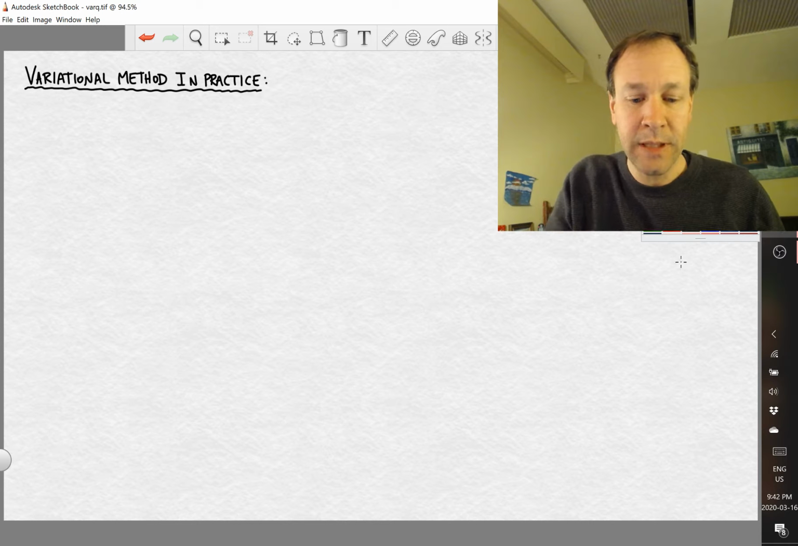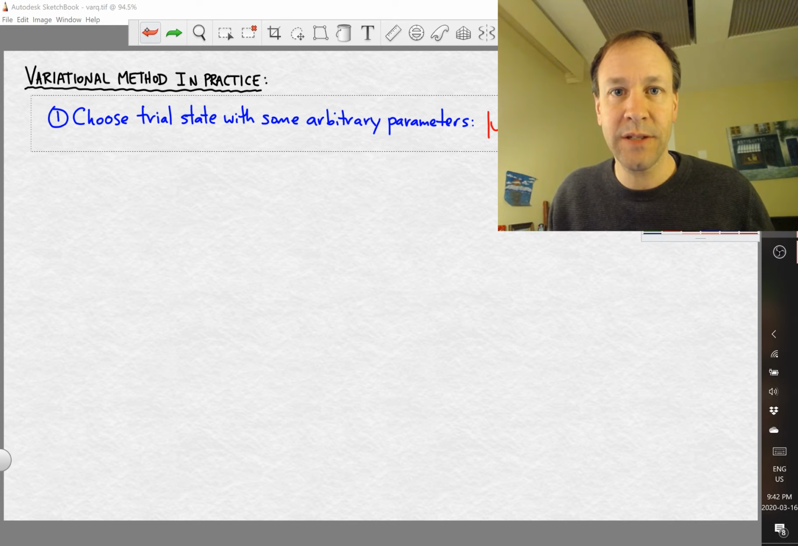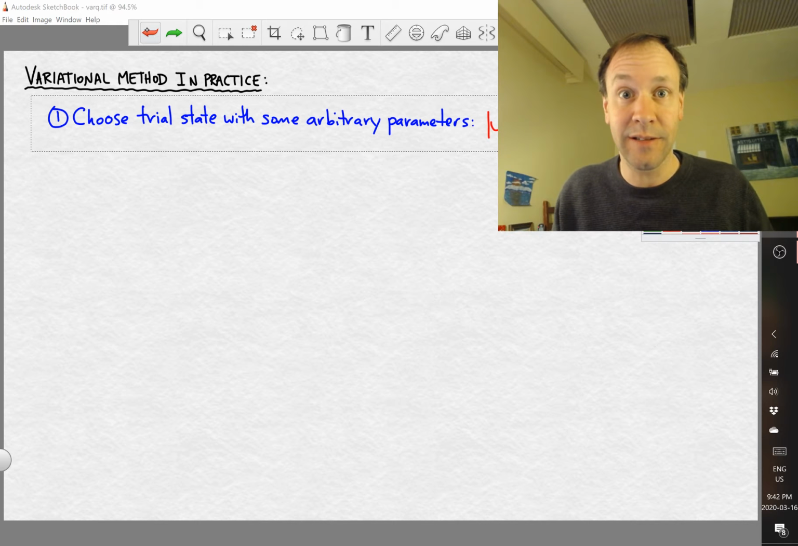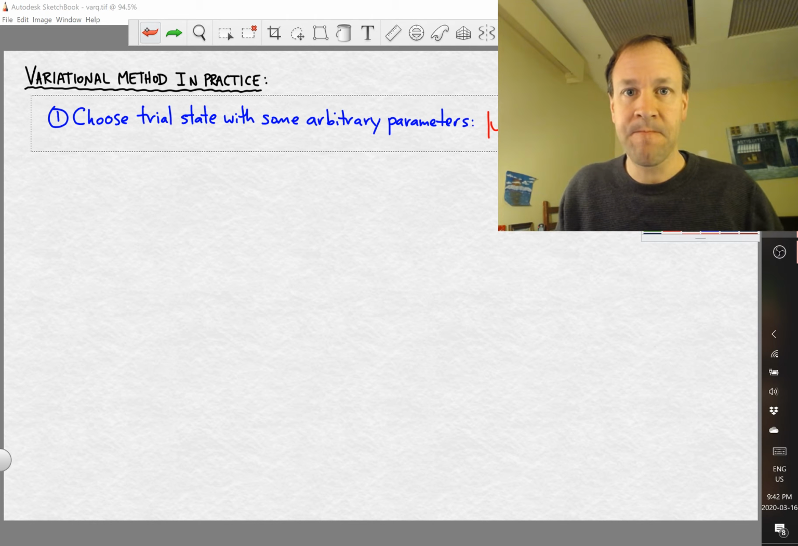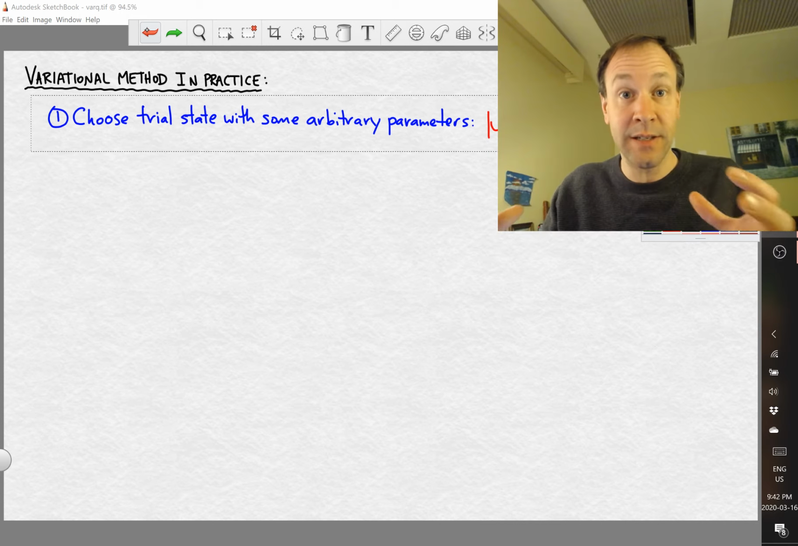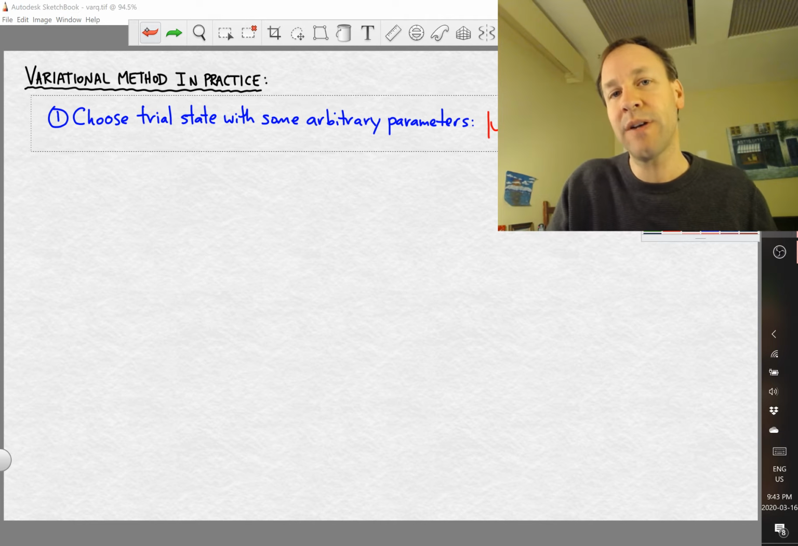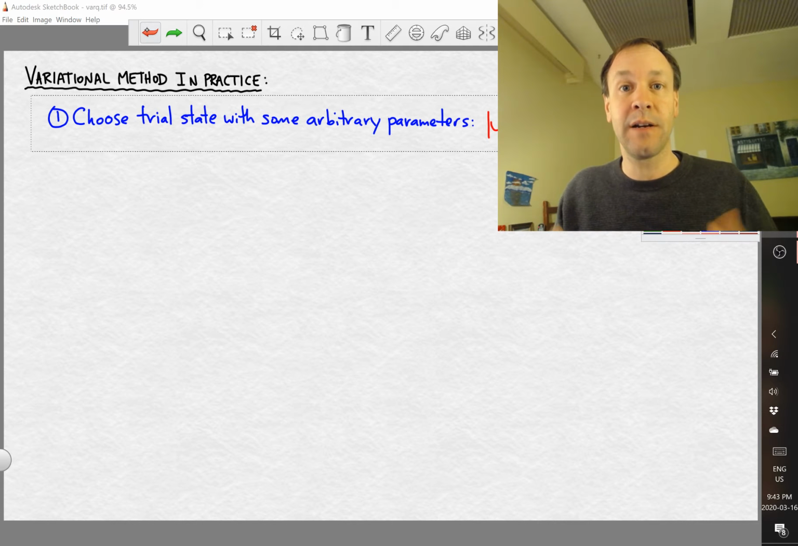Step one is to choose a trial wave function with some arbitrary parameters, or more generally a trial state. So we pick some state. In a spin system, it wouldn't be a wave function. It would just be some parameters that define our state in terms of our basis elements. In a particle system, we might be choosing a wave function. What we want to do is not just try one wave function or one state, but try a whole family of states by choosing a state that depends on some arbitrary parameters.